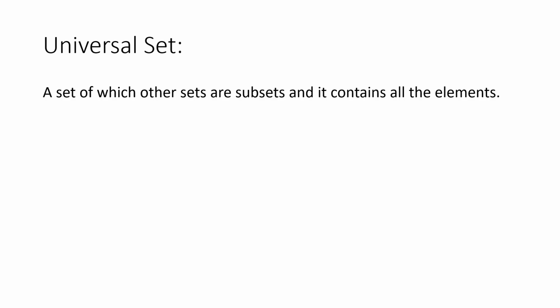The word universal comes from universe. As we know, the universe contains everything, so the universal set. For example, we can consider a set A. Suppose A is a set, then there must exist some bigger set U from which we have drawn this set A. Then U is called the universal set. U is the universal set.